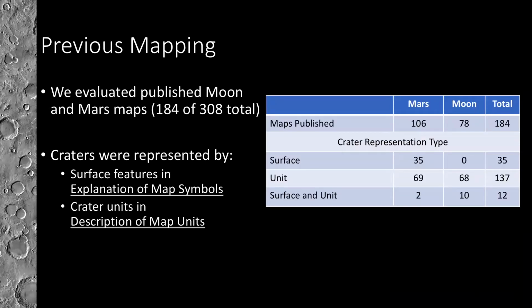So we started this schema by evaluating the published maps of the Moon and Mars, which account for roughly 60% of published maps, and which represent two end members of crater modification, since the Moon is an airless body and Mars has active surface processes. There's a variety of ways that craters have been represented in maps over time, either as points or just crater rims being mapped, or polygons as surface features, which means they're described in the explanation of map symbols, or they're actually mapped out as map units and described in the description of map units. So moving forward, we're recommending a combination of this. Next slide.